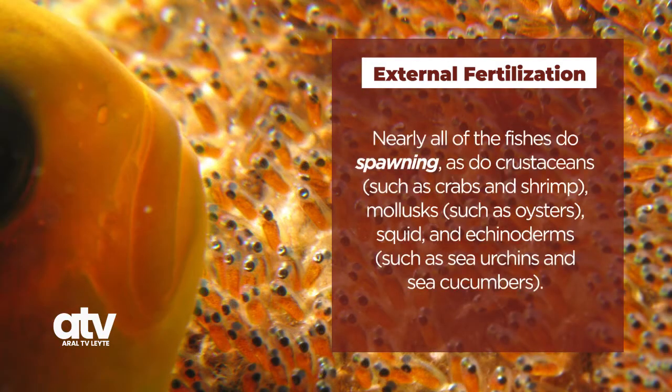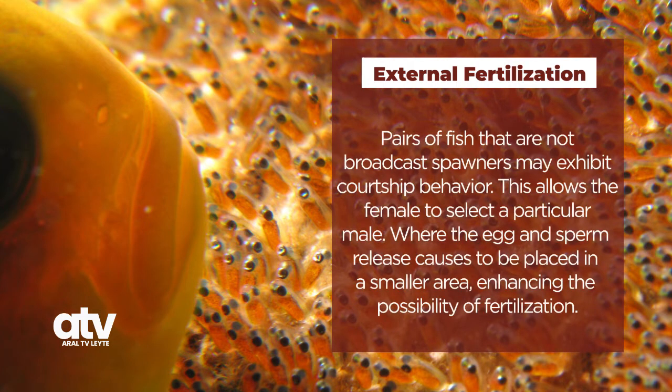Nearly all of the fishes do spawning, as do crustaceans such as crabs and shrimp, mollusks such as oysters and squid, and echinoderms such as sea urchins and sea cucumbers. Pairs of fish that are not broadcast spawners may exhibit courtship behavior. This allows the female to select a particular male, where the egg and sperm release causes to be placed in a smaller area, enhancing the possibility of fertilization.